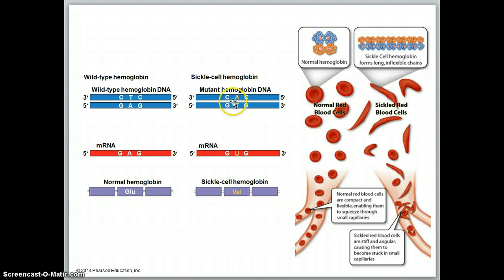mutant hemoglobin DNA. This one change right here from T is going to cause a change. Okay, so this one mutation here is going to cause a change in the mRNA, which is then going to cause a different amino acid to appear in the protein sequence. So you can see with normal hemoglobin, there should be a glutamine. In sickle cell anemia, the individual has a valine, an extra valine in their hemoglobin molecule.